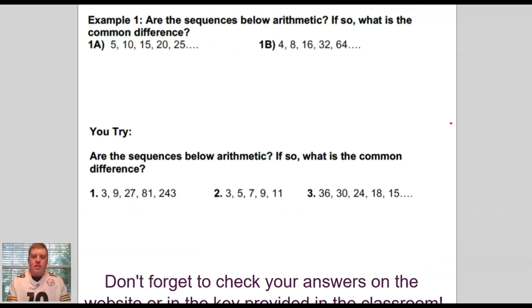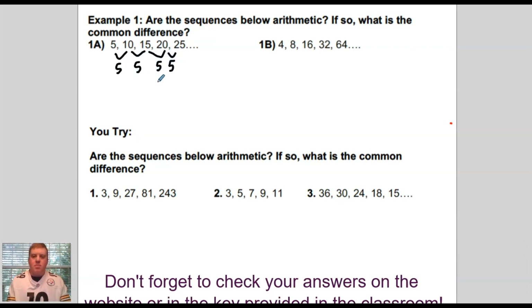Looking at the examples, we want to tell whether the sequences below are arithmetic. If so, what is the common difference? We just said that to be arithmetic, they have to have the same common difference, the same number that you're adding each time. The easiest way to tell is to take the second term and subtract the first term. That's going to give us 5. Then do that with each term, subtracting the previous term. 15 minus 10 is 5. Do it again. 20 minus 15 is 5. And 25 minus 20 is 5.